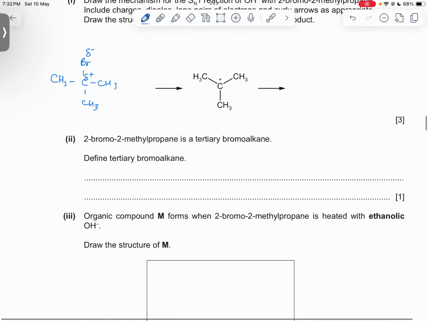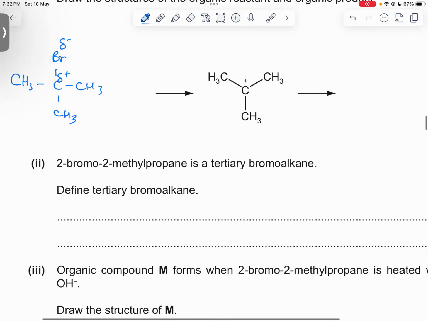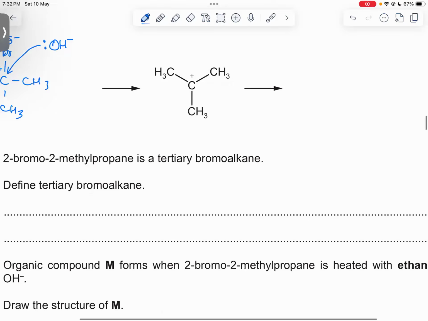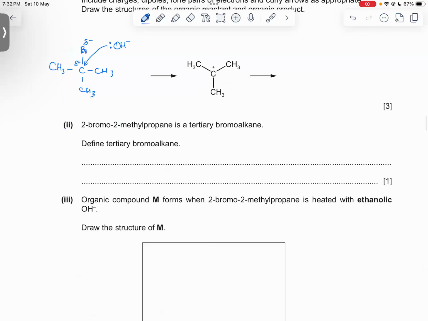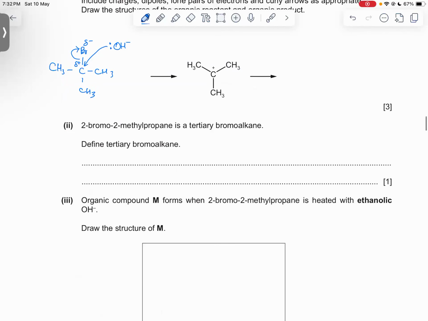Include charges, dipoles, everything, right? So yes, we are going to include charges, dipoles, everything, as you can see. So Br will be partial negative. This carbon will be partial positive. Okay. So we have a hydroxide ion that has an electron pair. This is a nucleophilic substitution reaction, as you know. The OH negative attacks. And because it attacks, this bond is taken.